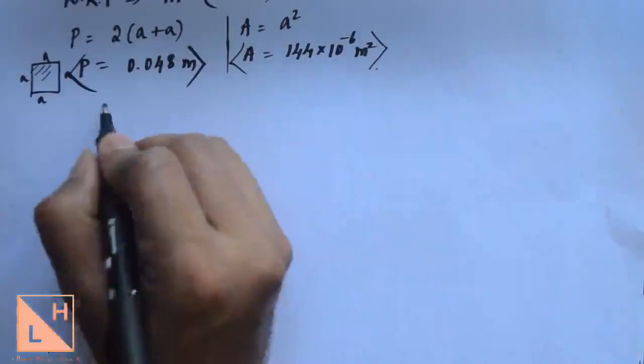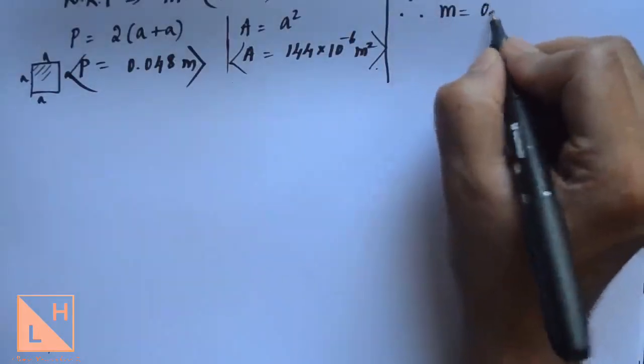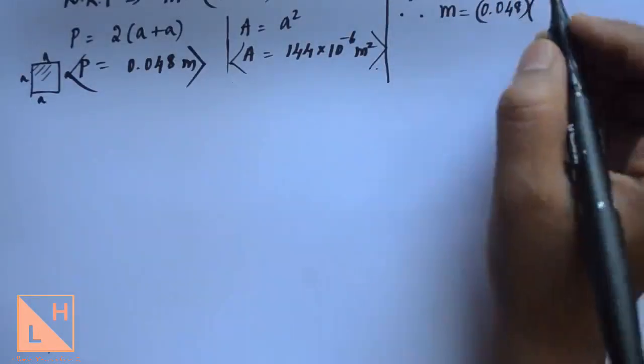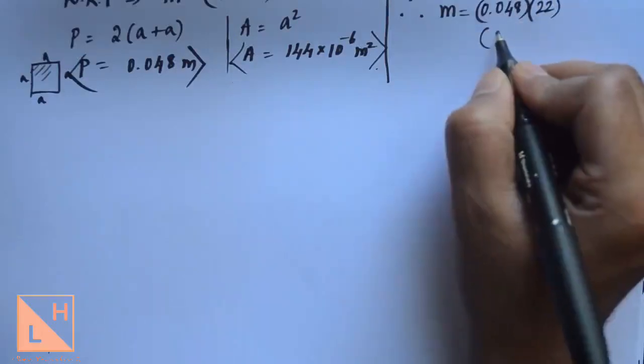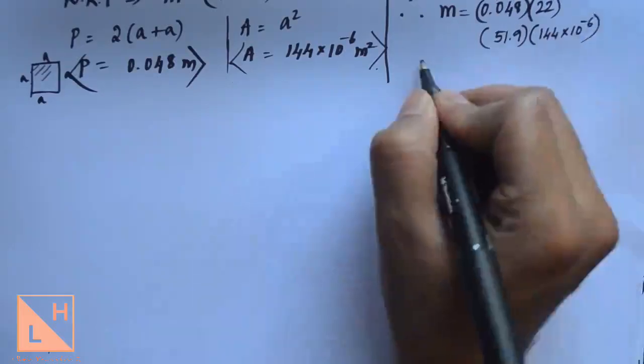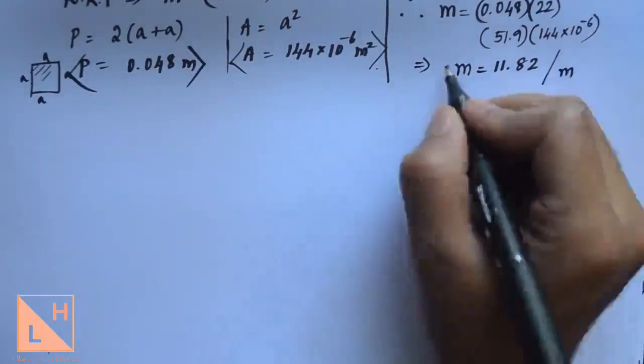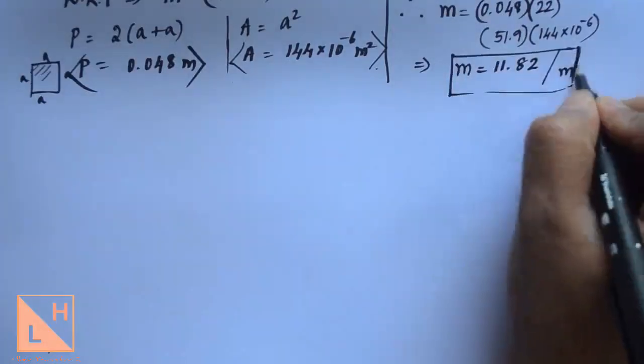K is directly given, h is also directly given. So now we'll directly find the value of m, which is given by the P value, and then the h value. You can write the k value and then the area value. Multiply them so that you get the value of m as 11.82 per meter. The unit of m is per meter.